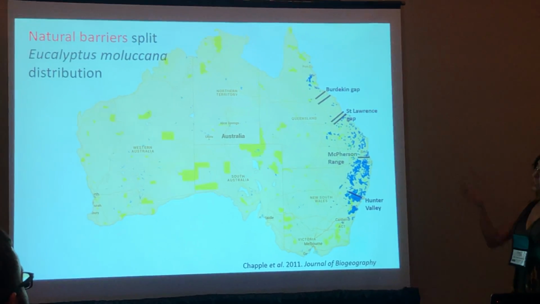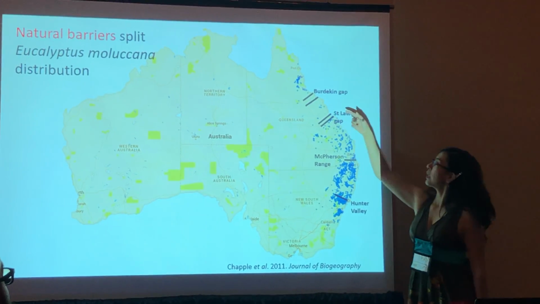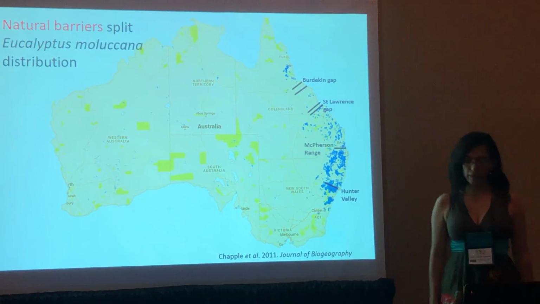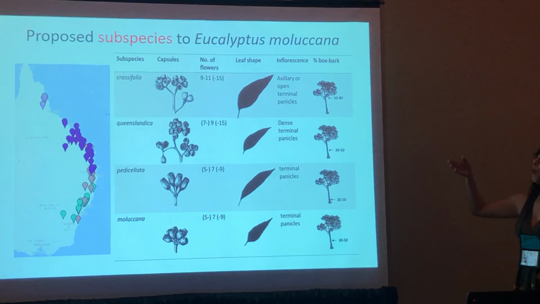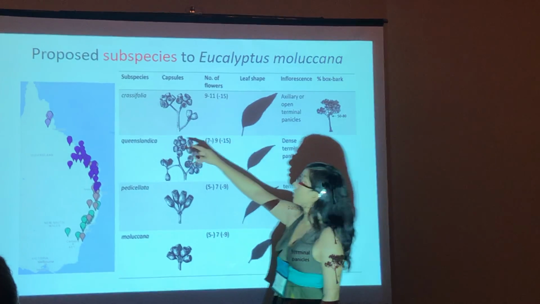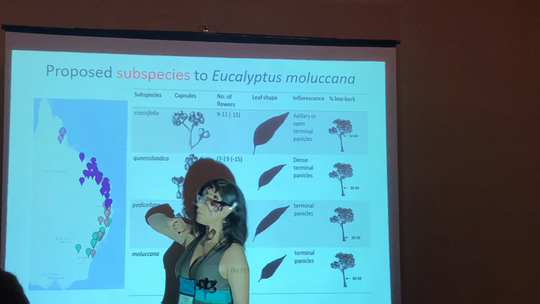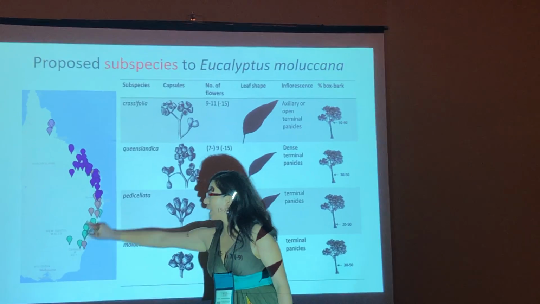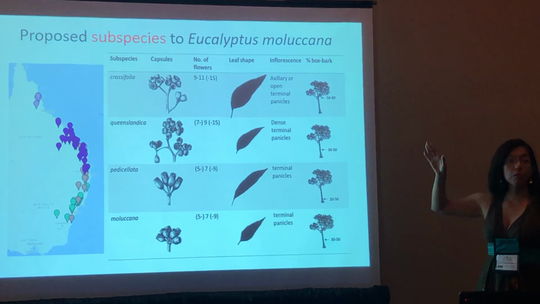This wide distribution encompasses 4 different geographic barriers: the Border King Gap, St. Lawrence Gap, McPherson Range, and Hunter Valley. Additionally, Gillison proposed to split this species into 4 subspecies. Here we have 4 different colors: subspecies Crassifolia, subspecies Queenslandica, Pedicellata, and Molucana in green here. And Gillison proposed this separation based on morphological characters.